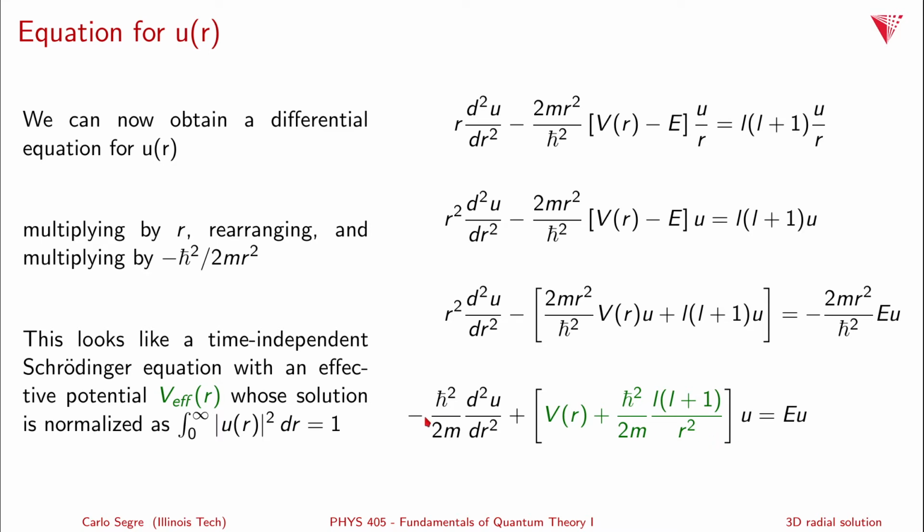We can normalize this solution. If we normalize it, we go from 0 to infinity. The modulus of u of r squared integrated by dr is equal to 1. And that's the solution that we'll get. Our final solution then is capital R, which is u over r. So that's what we need to go back to at the end.